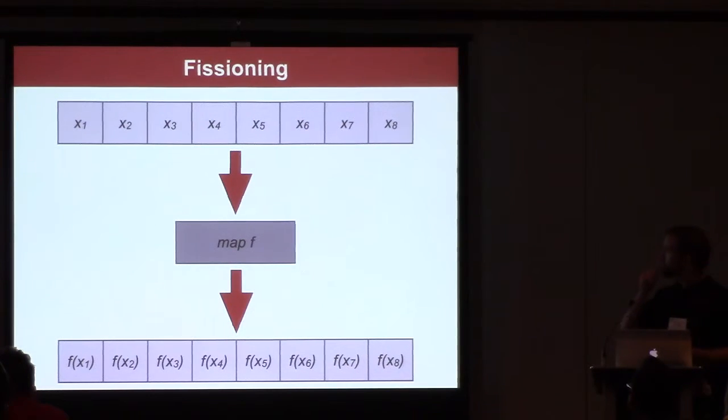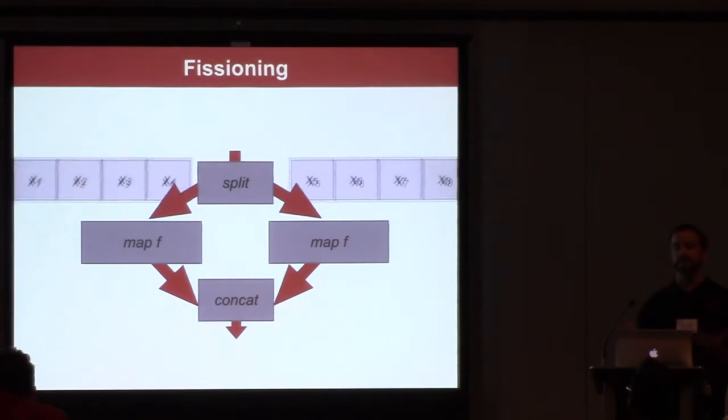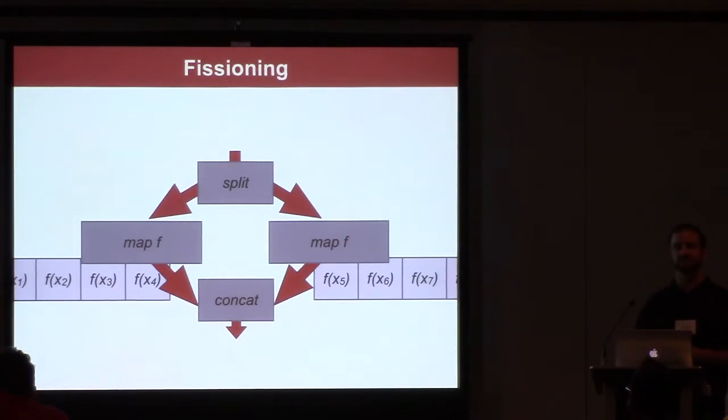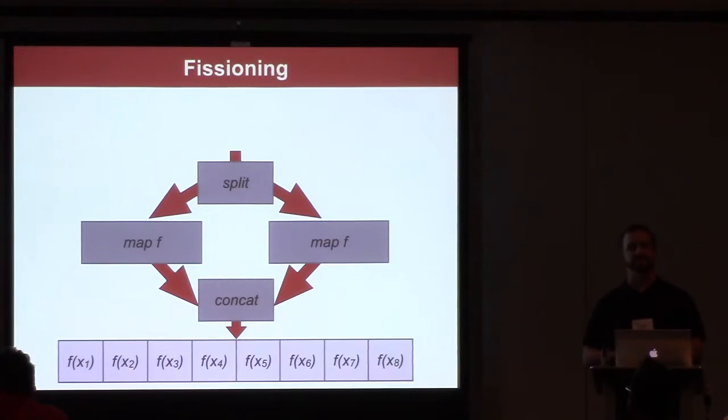So fissioning then is we take this map and we split it into 2. So we've replaced that single node there with a split node that takes the array and splits it in half, like that. And then we run map on both of those halves and then combine the 2 back together. So there's our 2 intermediate results, and then we do a concatenation to combine them back together.